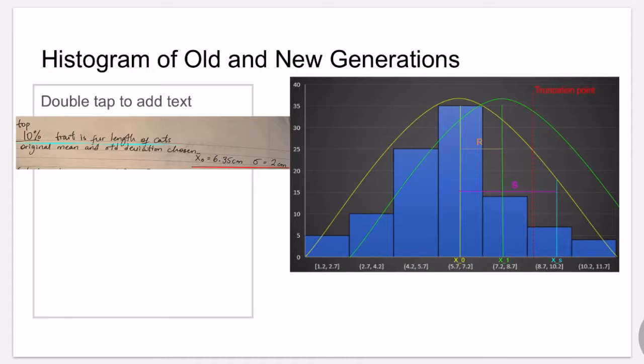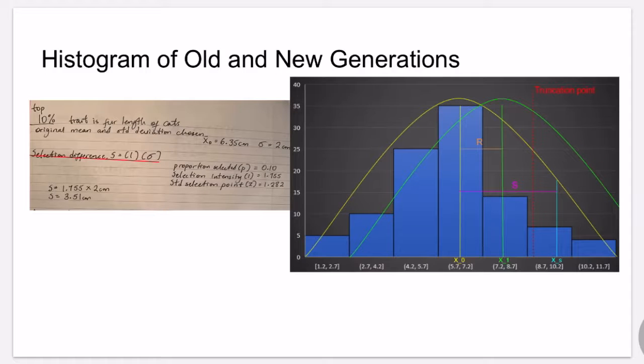So as I said earlier, we have selected the top 10% of our population to breed. And here's a histogram I made after calculating all the values I needed to calculate. And to do these calculations and to get the histogram, I had to choose an original mean and a standard deviation. So I chose 6.35 centimeters and a standard deviation of 2 centimeters.